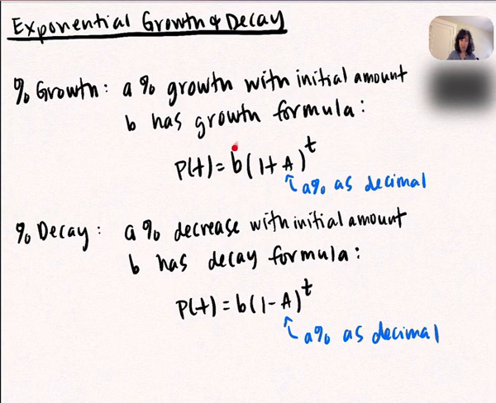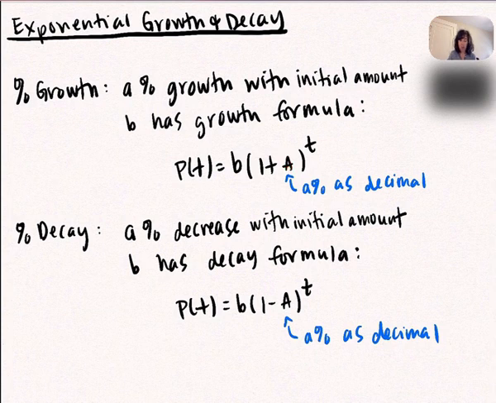The little b is the initial population, the initial amount of things you have, and then t is your unit of time, like years or minutes or seconds. And then this capital A here is the percent rate that it's growing at, as a decimal.